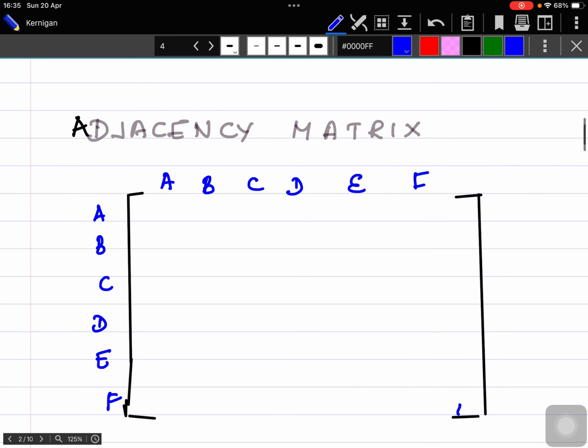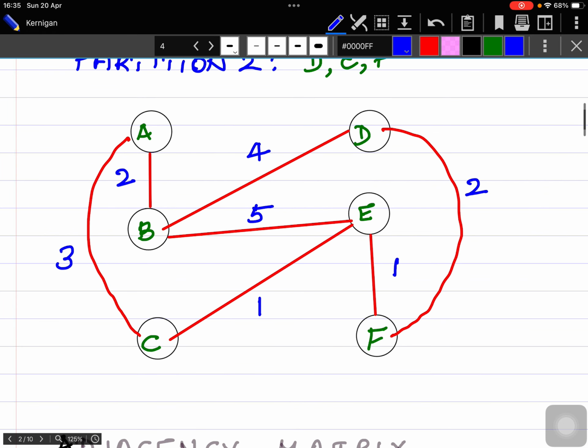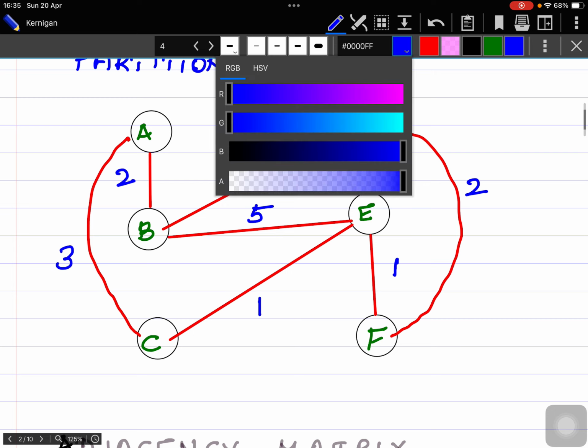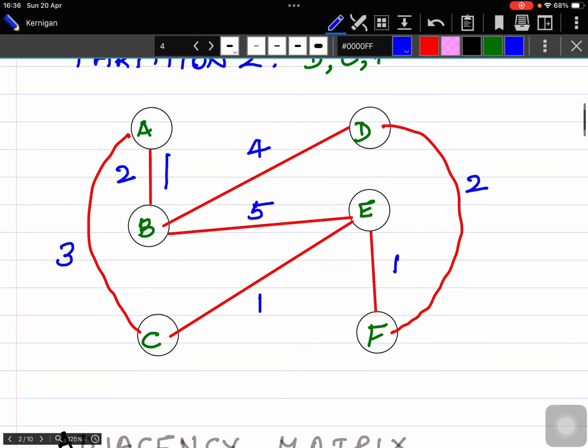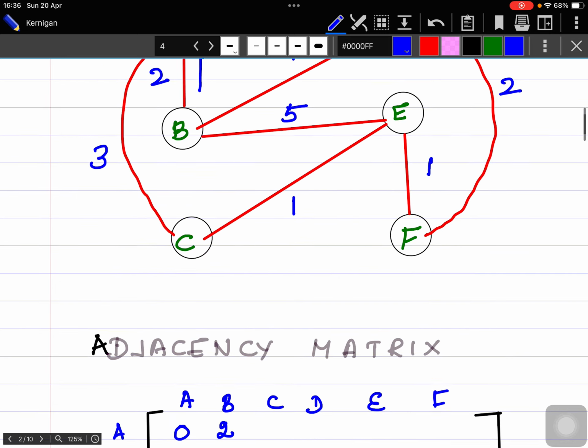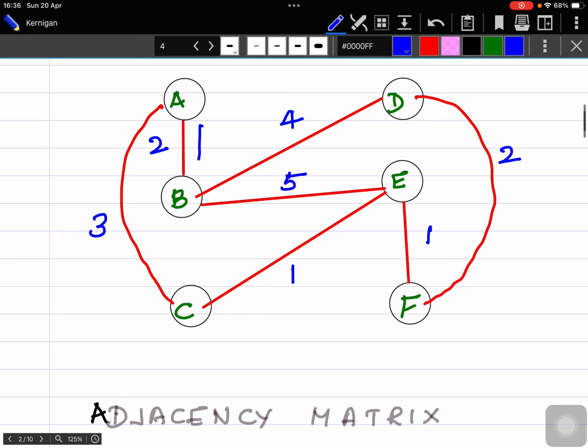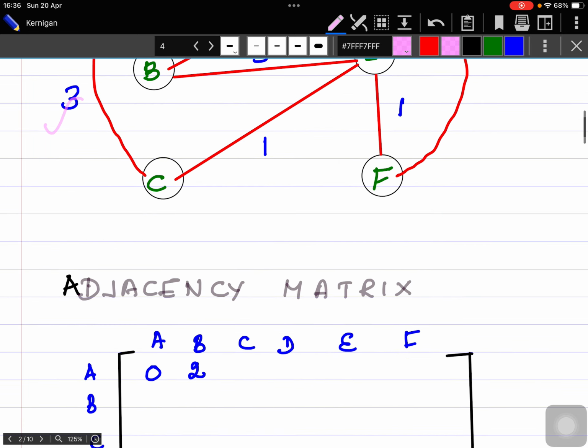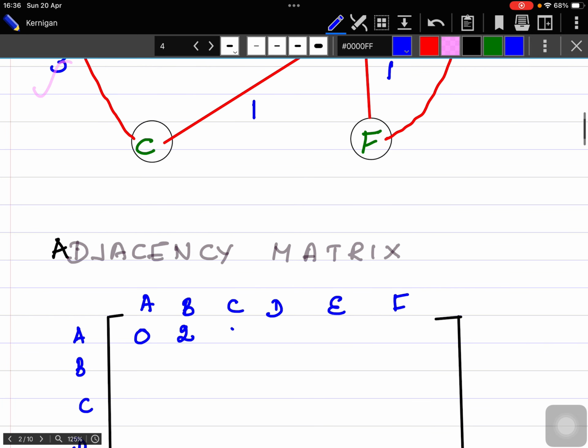Now A and A, obviously they will not have any cost between them, so I'll put them as 0. Between A and B, what do I have? I have an edge which has a weight of 2. So between A and B, I have an edge which has a cost of 2. Between A and C, what do I have? I have an edge which has a cost of 3. So between A and C, I have an edge which has a cost of 3.